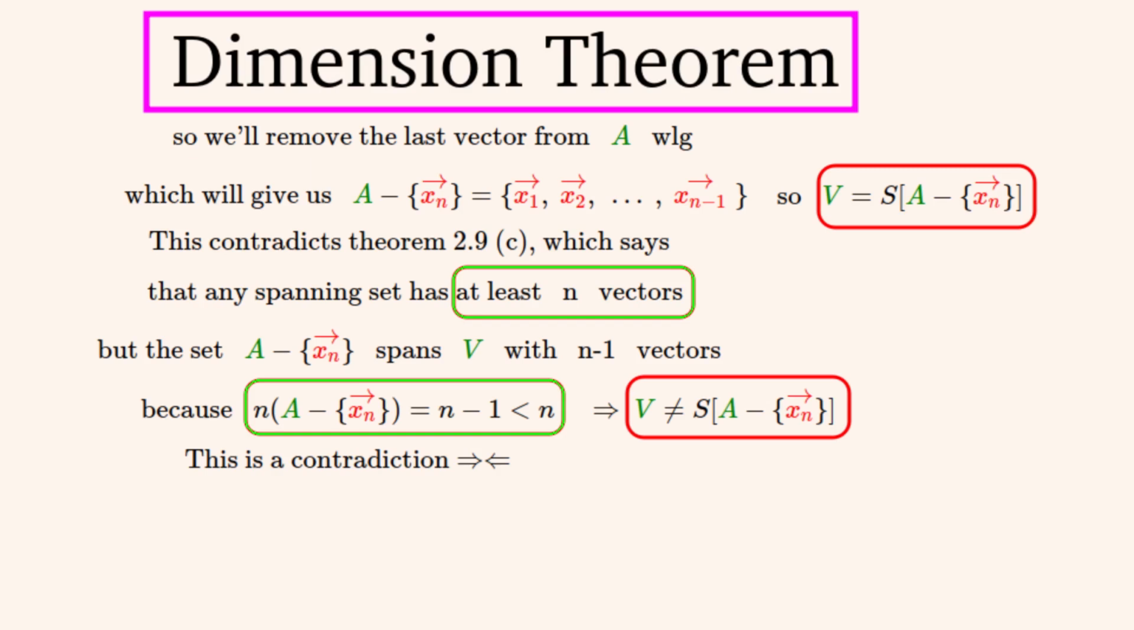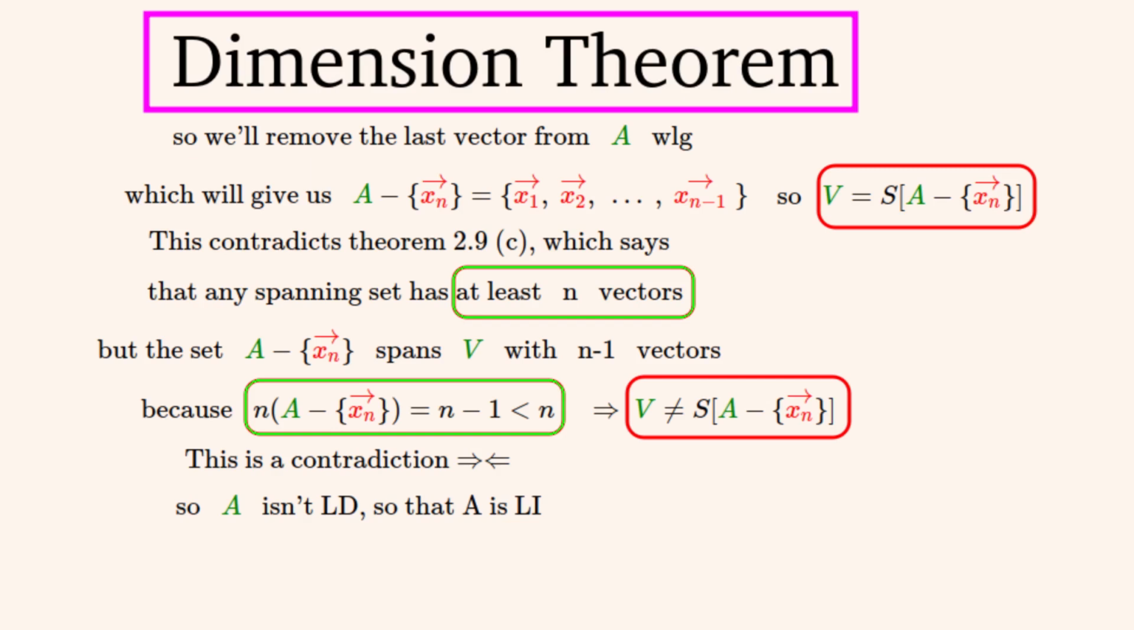This is a contradiction because this set A minus xn can't both span and not span V at the same time. This contradiction came about because we assumed that A is linearly dependent. If it is, then A with one vector removed would neither be linearly independent nor linearly dependent, which causes this contradiction. So A must be linearly independent, which is enough to prove the second part of this theorem.